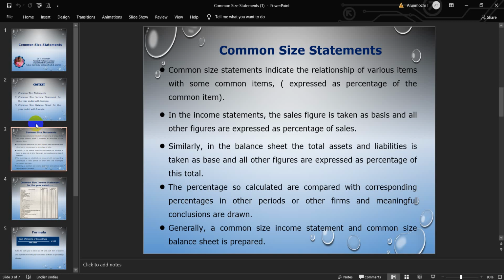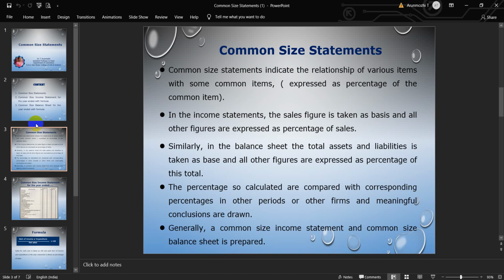Generally, a common size income statement and common size balance sheet is prepared. It refers to the vertical studies, a single statement for the relationship of the components of the total. The common size financial statement first converts each amount in the statement to a percentage of the total amount of the group of which it is a part.